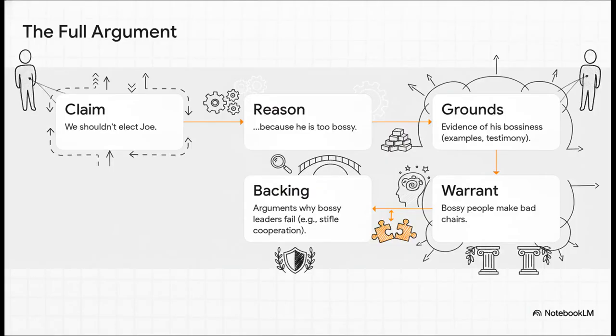So let's look at the full picture now. We've got our claim, don't elect Joe. Our reason, he's bossy. We bring in our grounds to prove he's bossy, then we expose the hidden warrant that bossy people are bad chairs, and we support that with backing. Now we have a seriously solid argument.